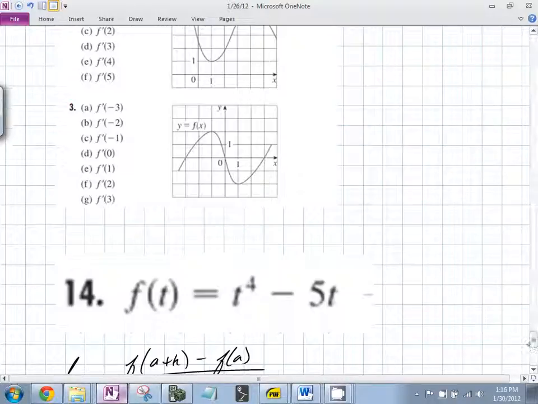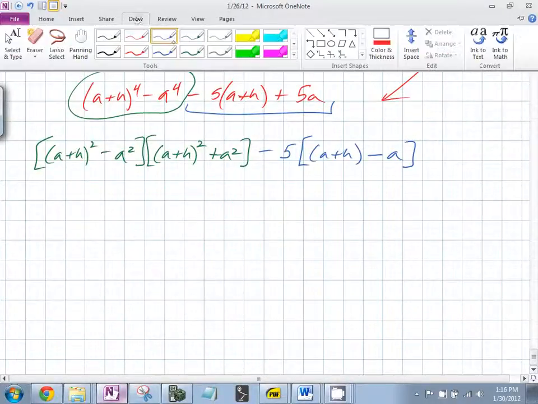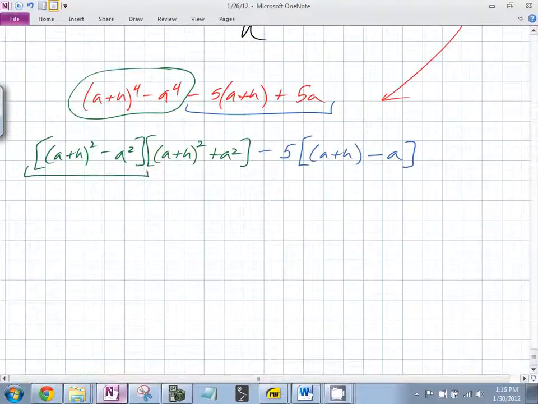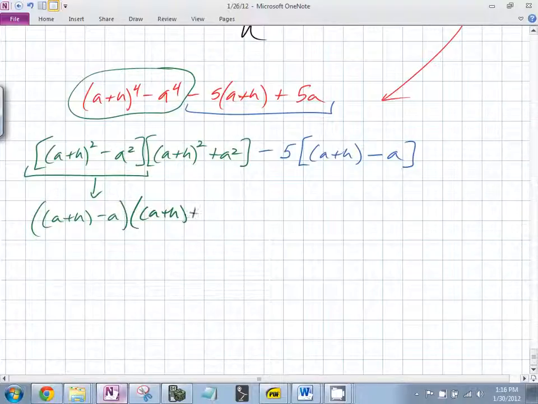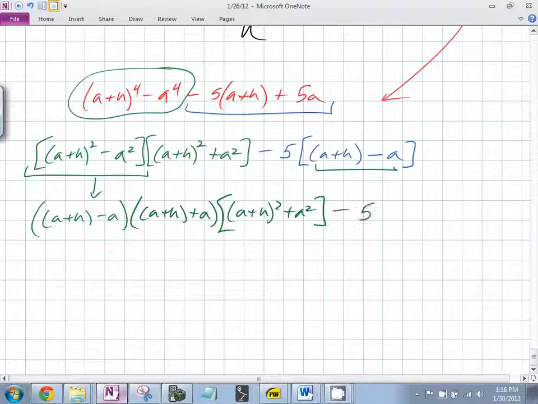Let's just take a look at this now. What do you now see right here? Yeah, you end up with a plus h minus a, times a plus h, times a plus h squared plus a squared. And what does this turn into right here? Minus 5h, because the a's cancel, right? This right here turned into this one. All right, does everybody see what's going on here? It's difference of squares twice.